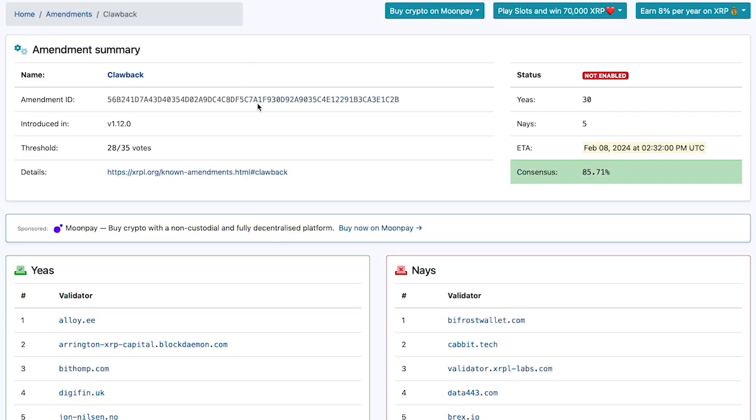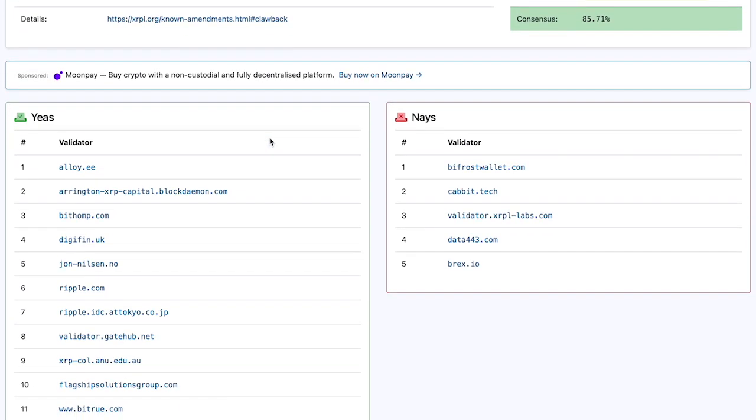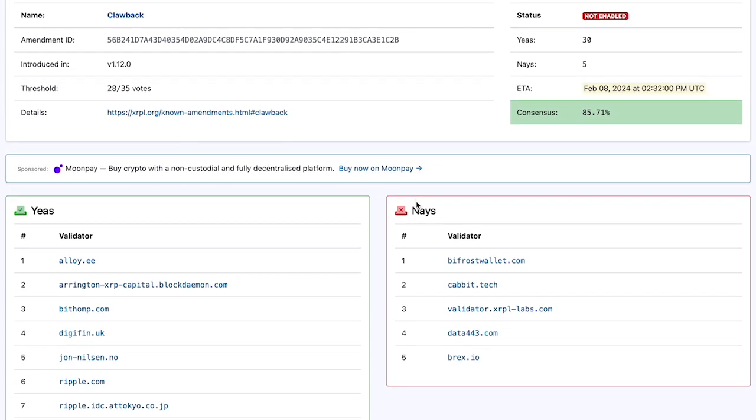Now, what is the clawback? Let's tell you what a clawback is. Look at this. There's 5 validators that did not like it, but we reached the consensus and it will go through.